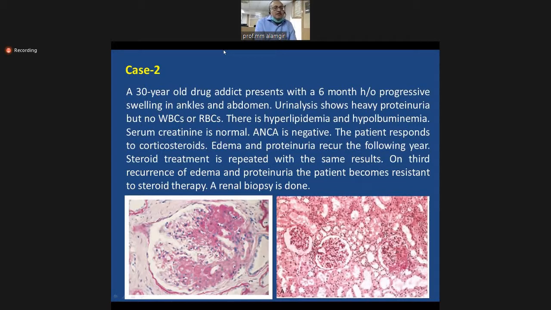You see, the patient responds to corticosteroids. So this is a sort of glomerulopathy that initially at least responded to corticosteroid therapy. But with subsequent presentations, the condition becomes resistant to this modality of treatment. The reason lies here in the biopsies.